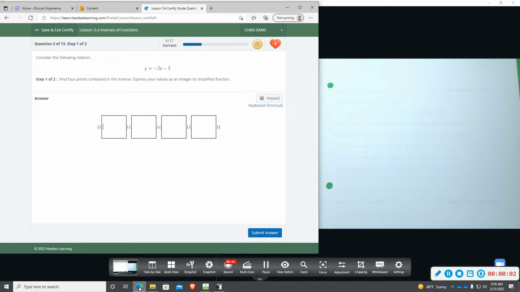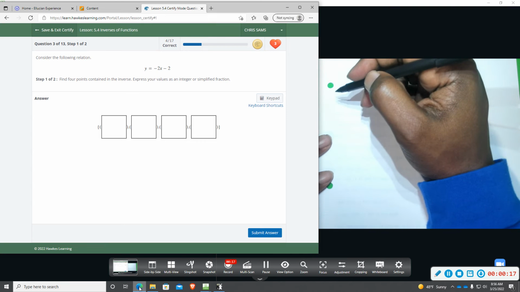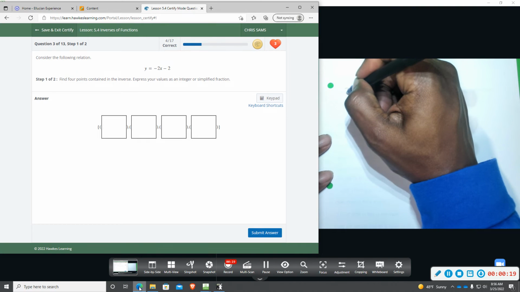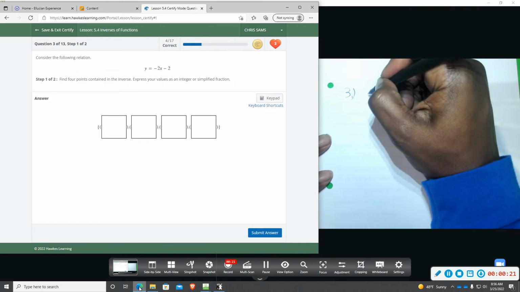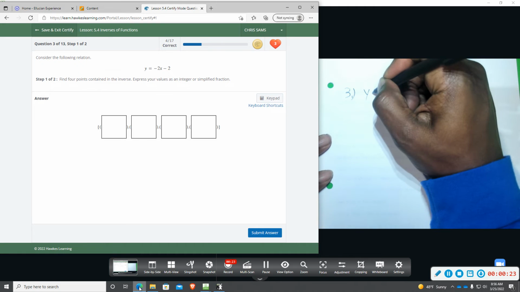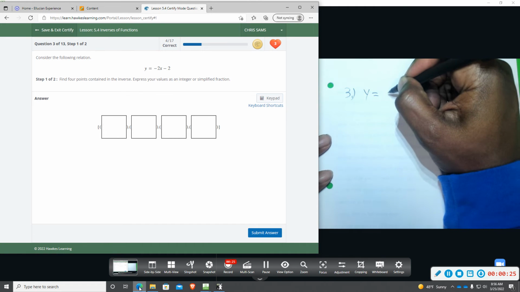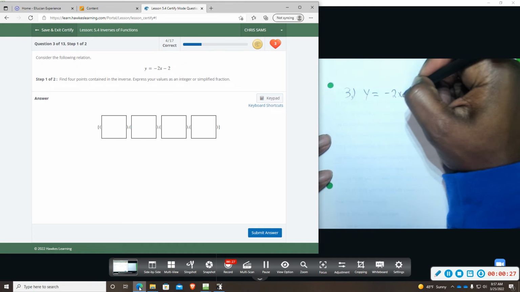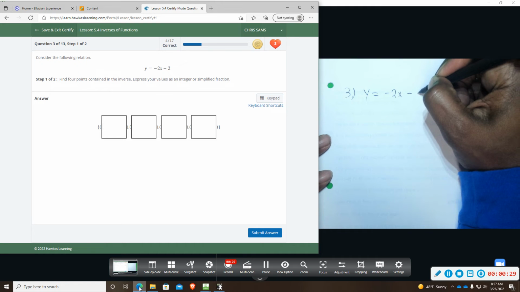Number 3, similar. We're going to find 4 points on the inverse, and then we're going to express each of those as integer values or simplified fractions. So first we need to find the inverse. We're given y equals negative 2x minus 2.